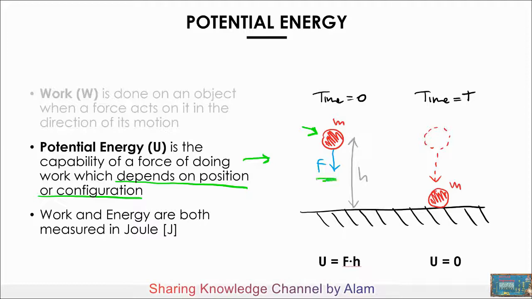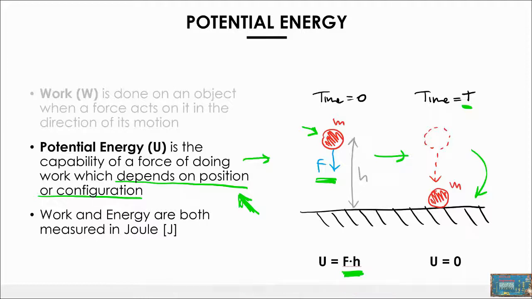Now we know that every object with a mass is subject to the force of gravity, a force that will take the object, push it down, and bring it to the ground. So after some time, at a time t, the object would have gone from the height h to the ground, so height equal to zero, for example. According to the definition of potential energy, at time zero the object has a potential energy equal to F multiplied by h, because just because of the fact that the object is elevated from the ground, the force of gravity F can act on it and do a certain work.